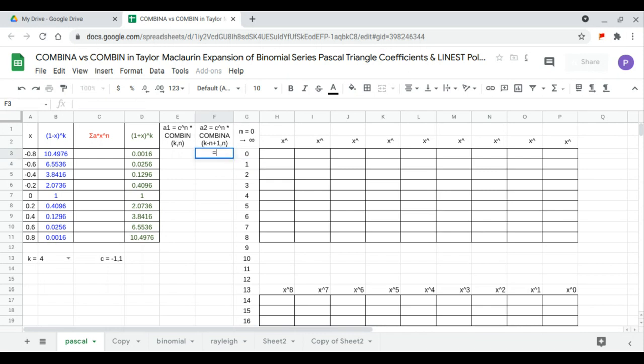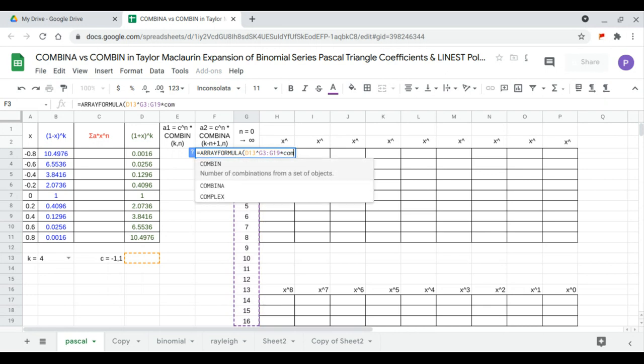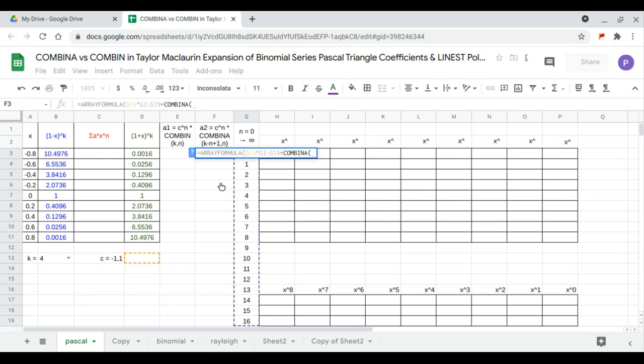Now we can calculate the combina. So R, a formula, that is c to the power n times combina k minus n plus 1, comma n. Enter.